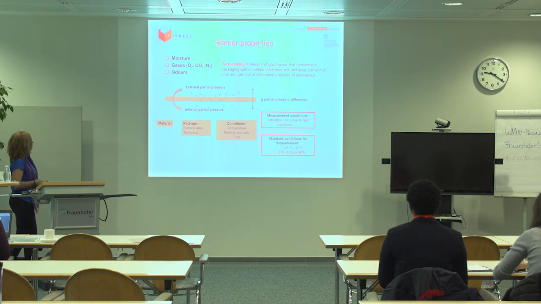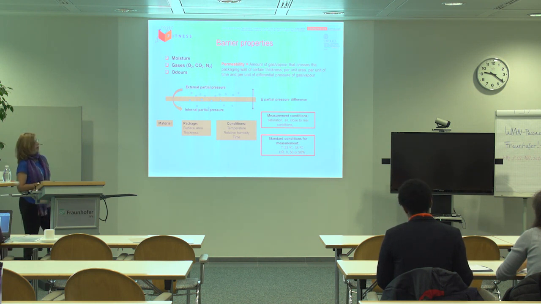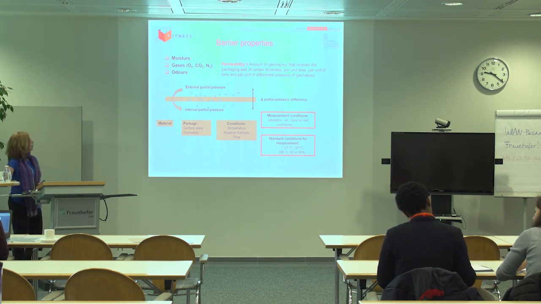Regarding barrier properties, we will spend a little more time in here. First we define permeability as the amount of gas or vapor that crosses the packaging wall of a certain thickness, per unit area, per unit of time, and per unit of differential pressure of the gas or vapor that we are discussing. And we can have permeability to moisture, to gases like oxygen, CO2, nitrogen, or other aromas, for example.